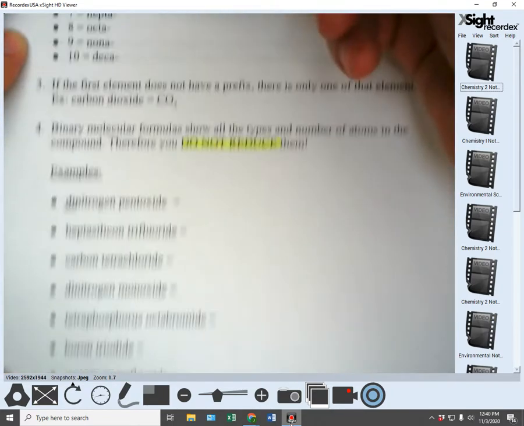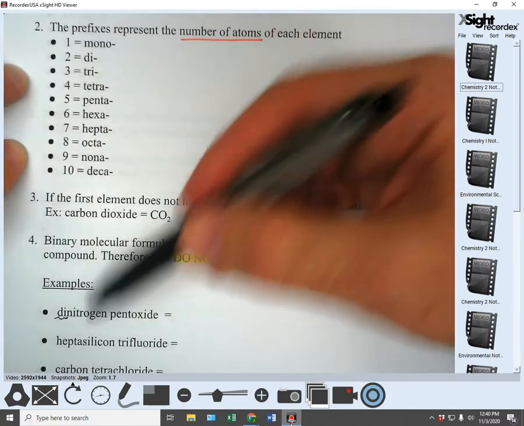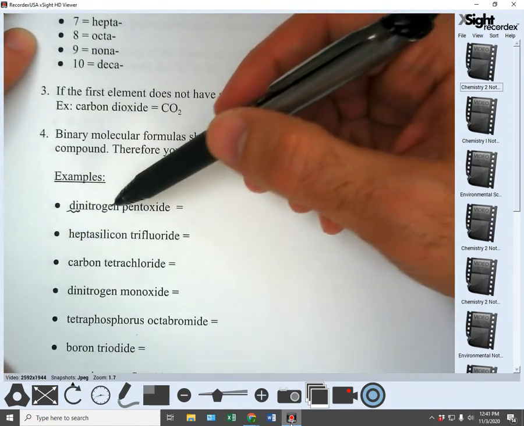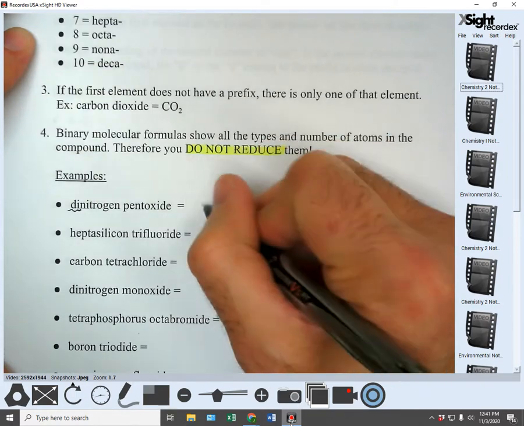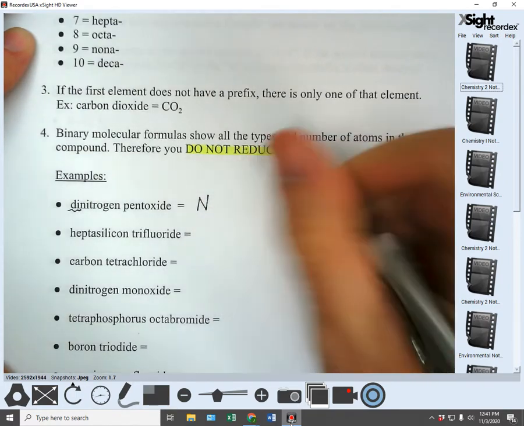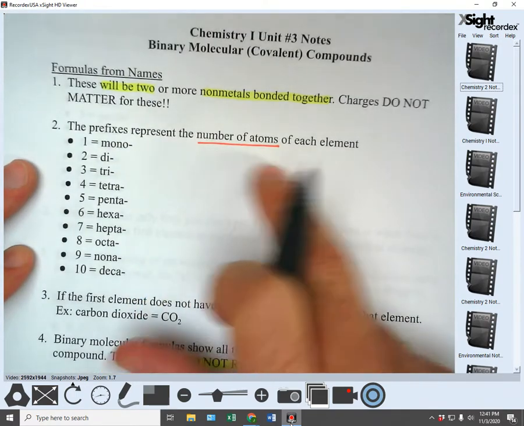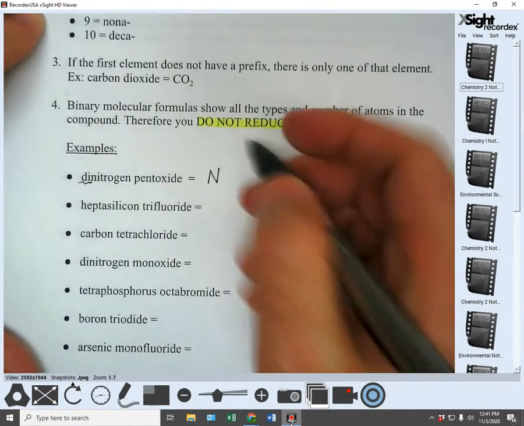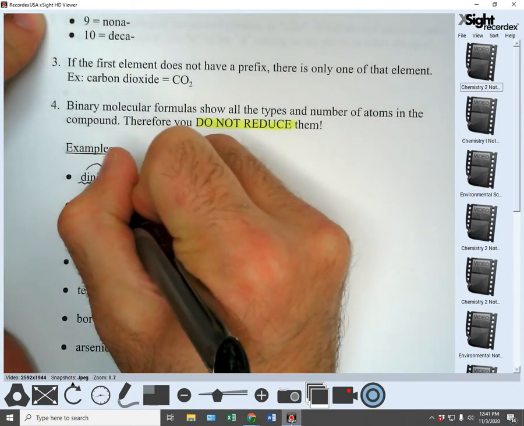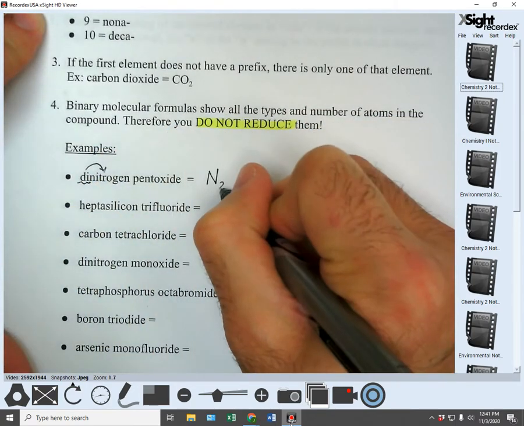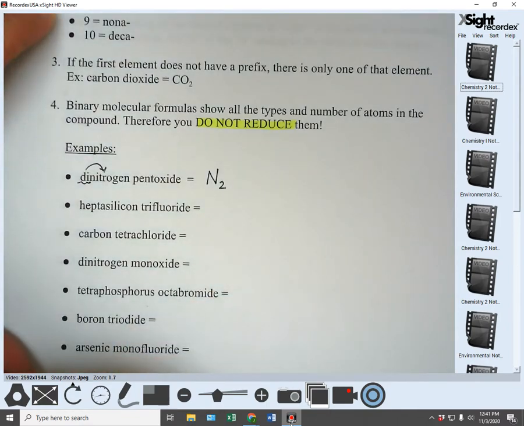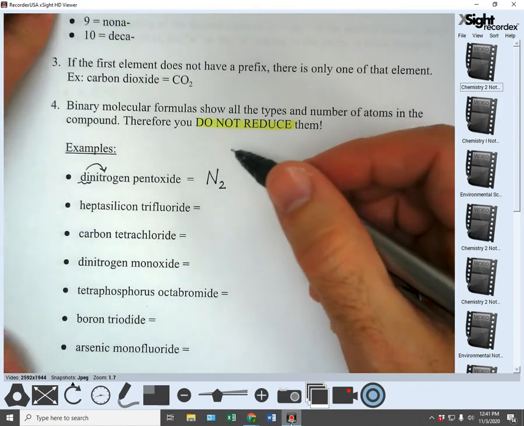Dinitrogen. Di is 2, and here we're told we have nitrogen. So we look up the element, the symbol, it's N. This tells the number of atoms. So the di means we have 2 nitrogen. It says number of atoms, not charges. So it's a subscript. If you put it up above, I will mark it wrong because it's not where it goes.